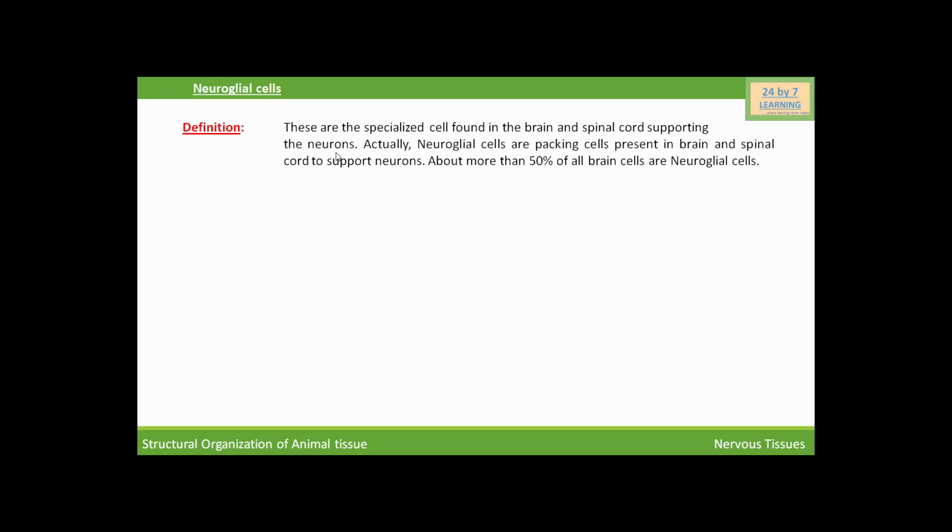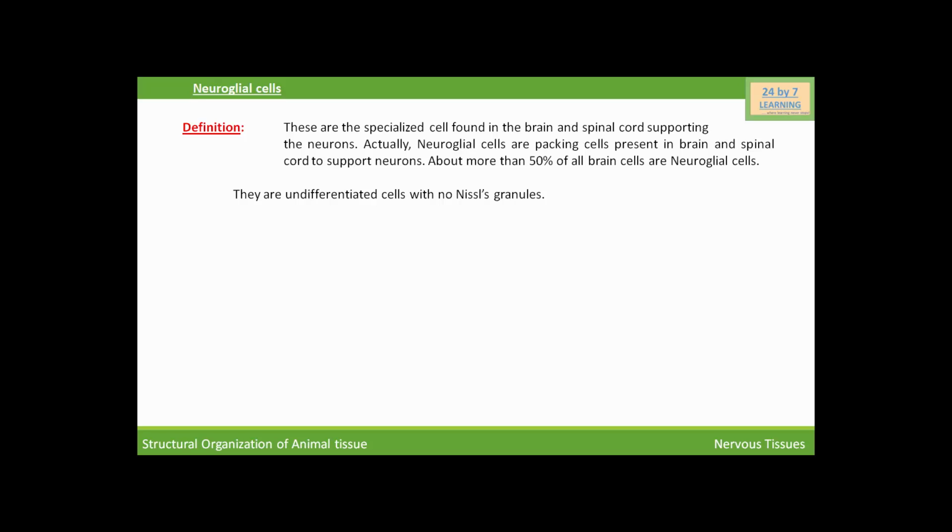Next we discuss neuroglial cells. These are the specialized cells found in the brain and spinal cord supporting the neurons. Actually, neuroglial cells are packing cells present in the brain and spinal cord to support neurons. More than 50% of all brain cells are neuroglial cells. They are undifferentiated cells with no Nissl granules. That means Nissl granules are not found in neuroglial cells.